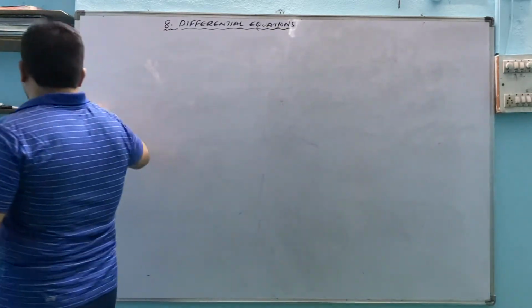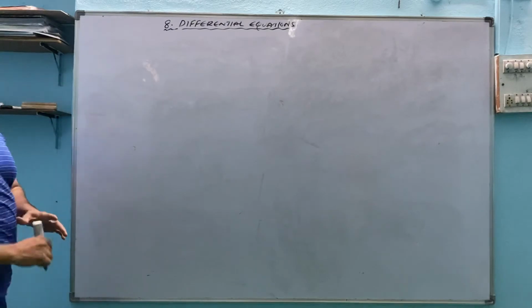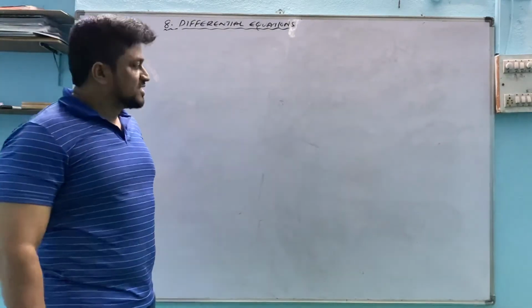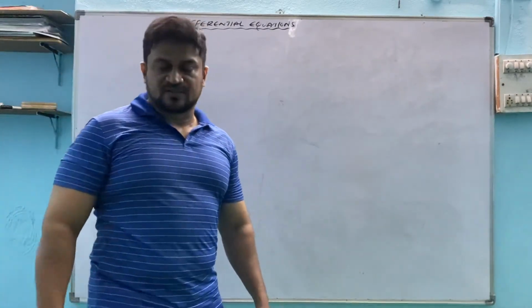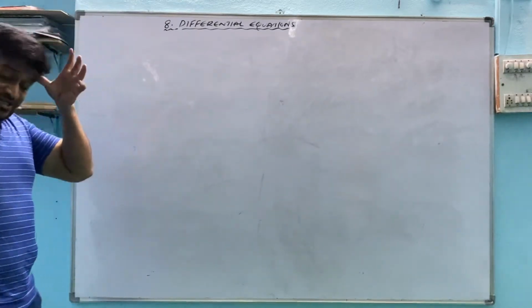So here we have three topics. The first topic was finding degree and order. The second topic is forming the differential equation, and the third topic is removing the constants from the differential equation.